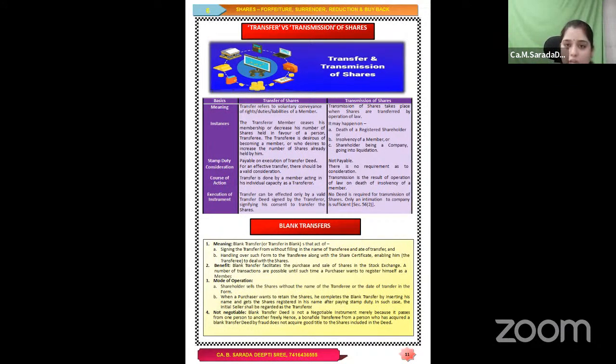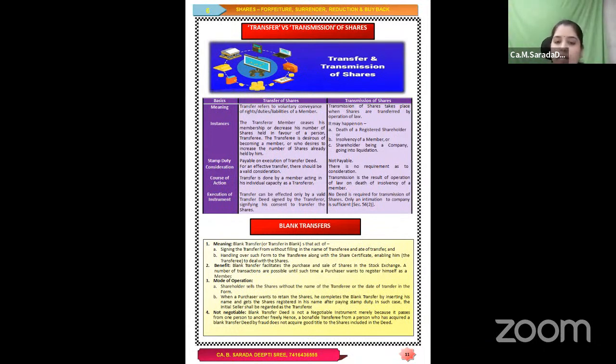In case of transfer, stamp duty and registration are mandatory. But in case of transmission, where the transferee got shares because of insolvency or death of a shareholder, the legal heir has two rights. What are those two rights? Either he wants to continue as a member, in which case he should get his membership registered with the company, or otherwise he can sell the shares to some other person. Once he decides to get the shares registered in his name, he should make an application to the company, pay the necessary stamp duty, and get the shares registered. Those are the two alternatives available in case of transmission of shares.